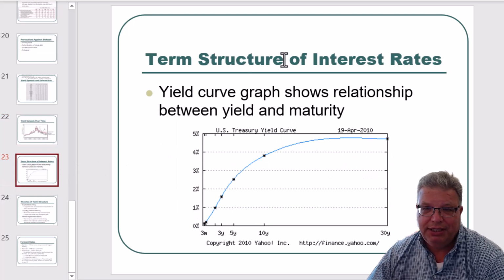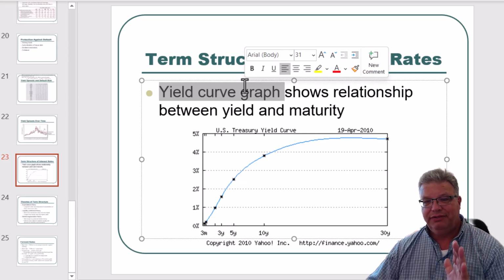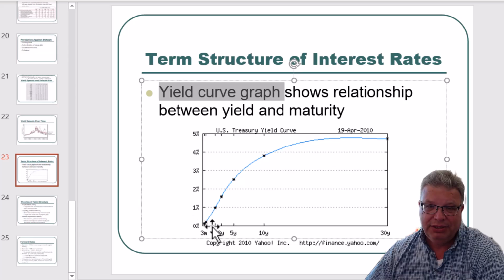This chart is just an example of the term structure chart, or we call it the yield curve. And it shows the interest rate of treasuries over different maturities. Okay, so down here is the 3-month treasury bill, right? Then you got 3-year, 5-year, 10-year, 30-year.